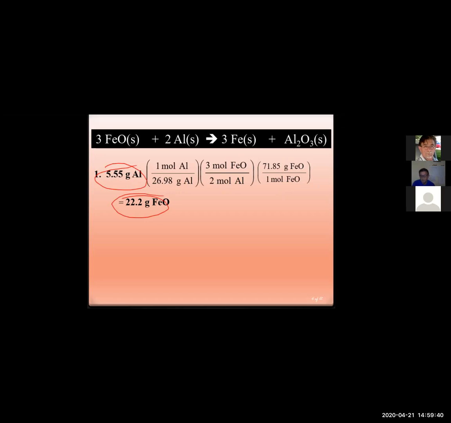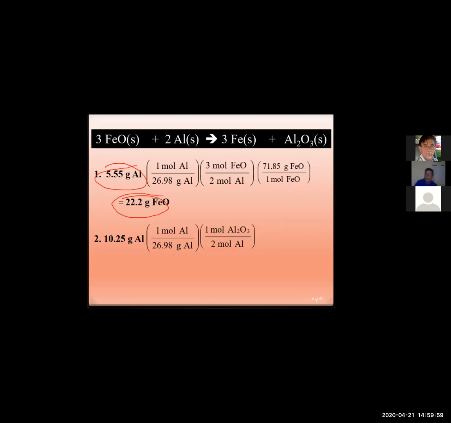Okay, second part, you were given 10.25 grams of aluminum again. While we're in grams, we need to convert that to moles. So the atomic weight of aluminum.